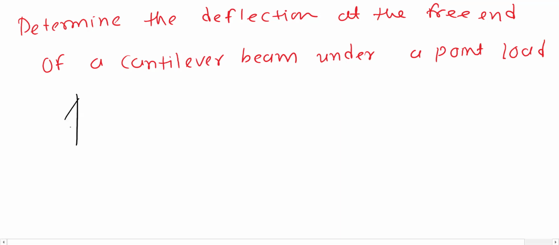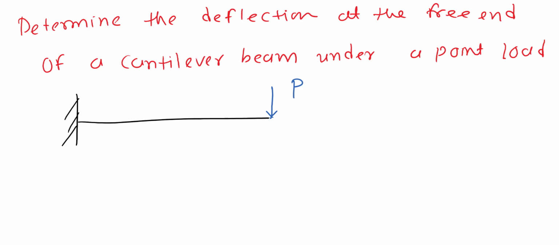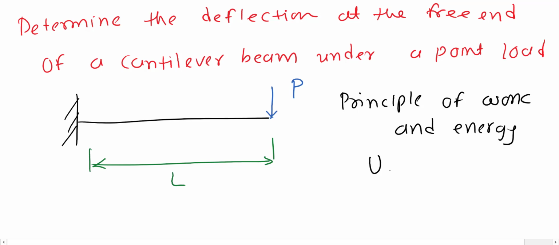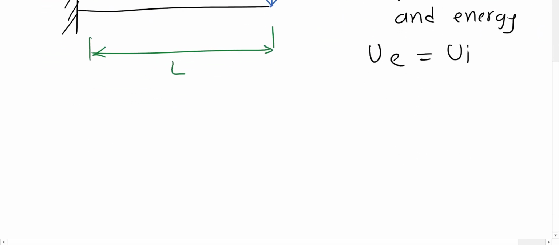All right, now let's draw a beam. The beam is a cantilever which has a point load of P and it has a length L, right? Okay, now in this case we need to use the principle of work and energy, and that is based on external energy equal to internal energy, or external work done equal to strain energy. Now we can first calculate the internal energy stored due to this load P.